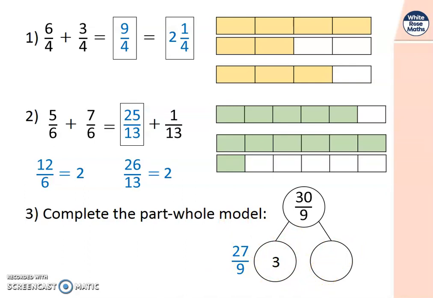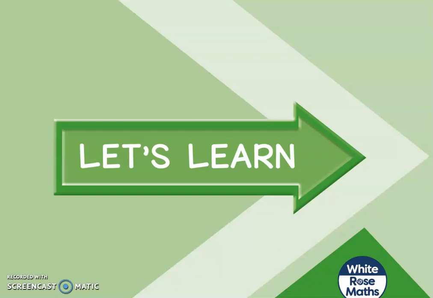Now the total is 30/9. So what would we need to add to that 27/9 to get to 30/9? Yes, 3/9. Well done if you got that. If you didn't, you might want to go back over this activity until you're secure. If you are ready, let's continue and learn today's learning.